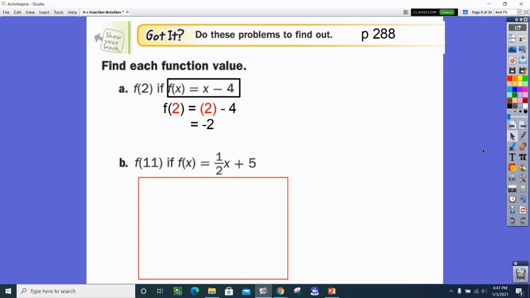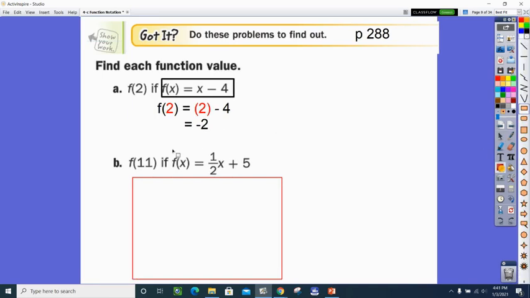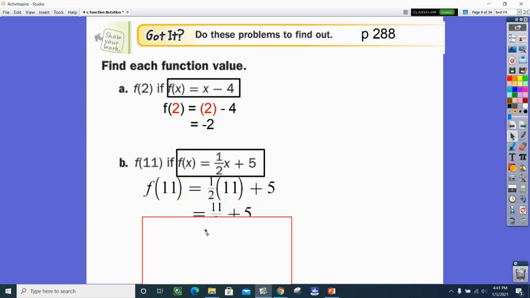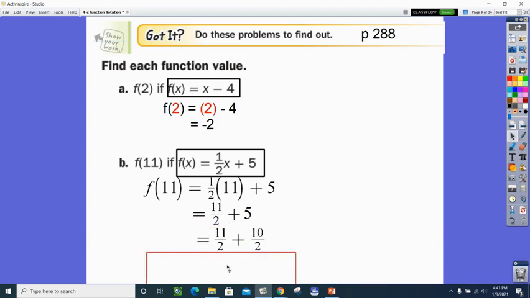Okay, how about if you do the same thing down here? And again, I'm just going to help your eyes by putting a box around that function rule. Can you find f of 11? Oh dear, it's an odd number divided by 2. What's 1/2 of 11, right? So 1/2 of 11 would be 11 halves.